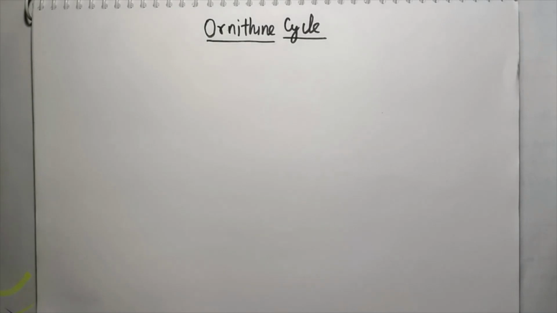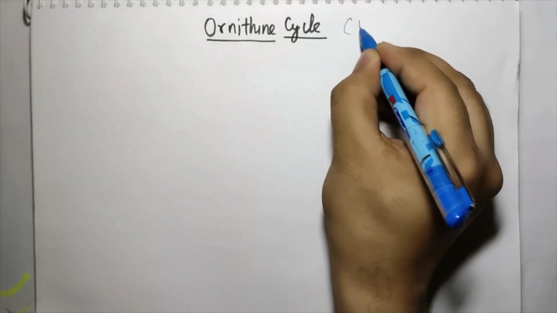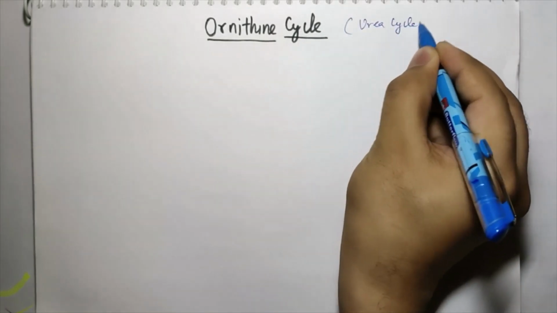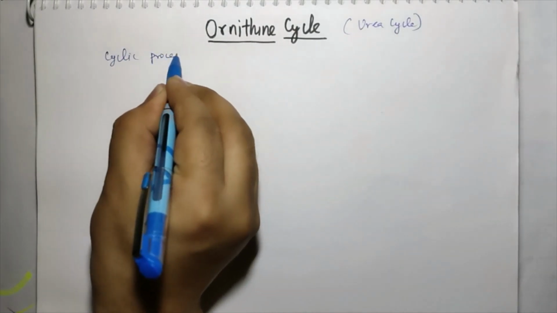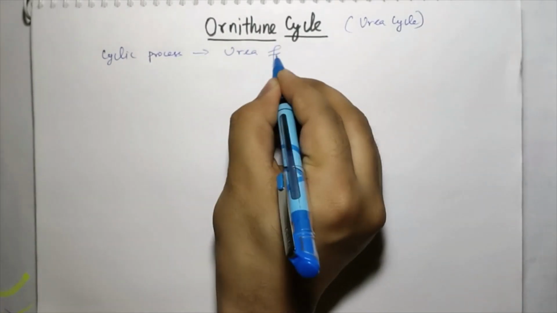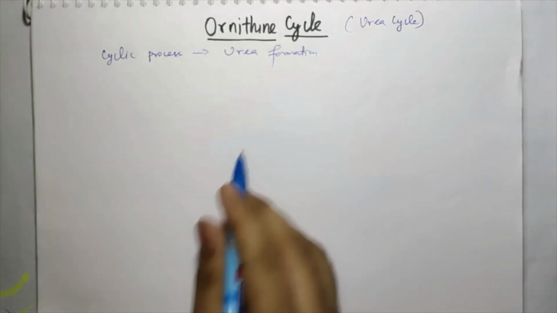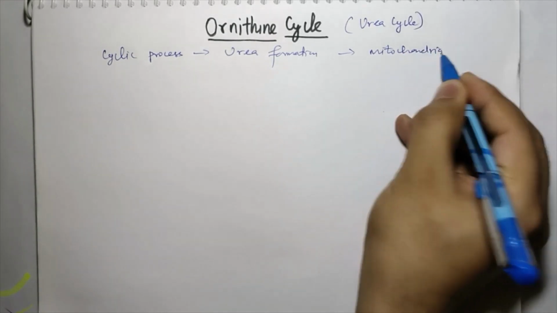Today we will learn about the ornithine cycle, and in this topic we will cover its mechanism, regulation and significance. Starting with the topic, the ornithine cycle is also called the urea cycle, and it is basically a cyclic process of urea formation which occurs in the mitochondria of liver cells.